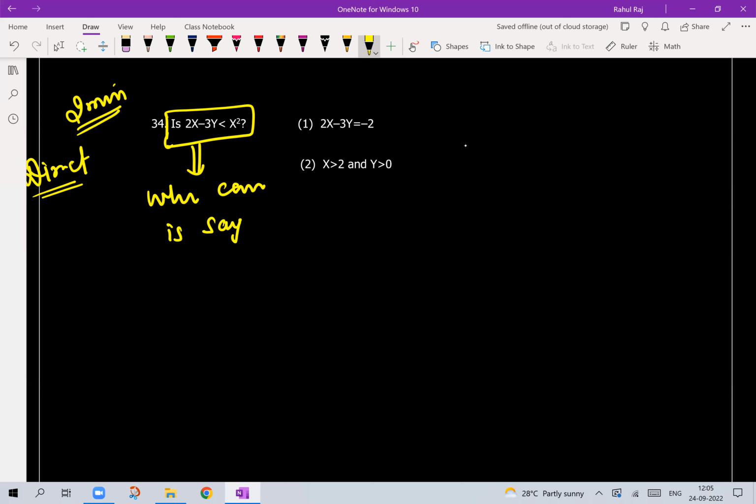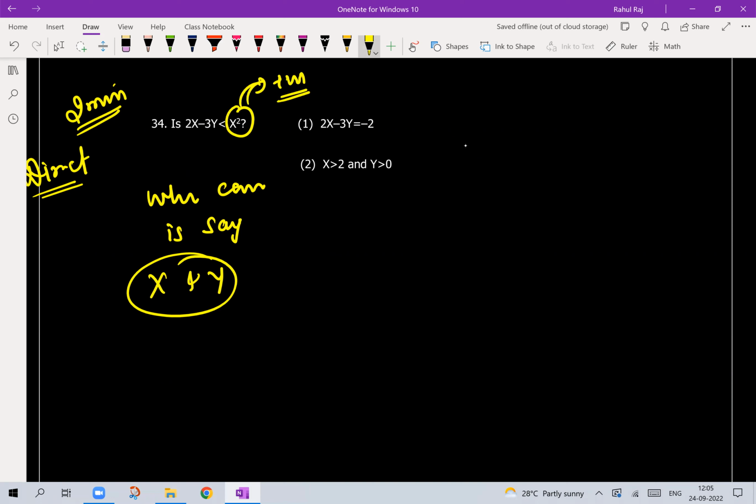Until you know the values of x and y, your thought process is simple: you should know the value of x and y to say whether 2x minus 3y is less than x square or not. If you don't know the values of x and y, it is practically impossible to say that 2x minus 3y is less than x square, right? Now, this is one thought process. The other thing is that I 100% know x square is 100% positive. X square can never be a negative number. These are the two things if you think.